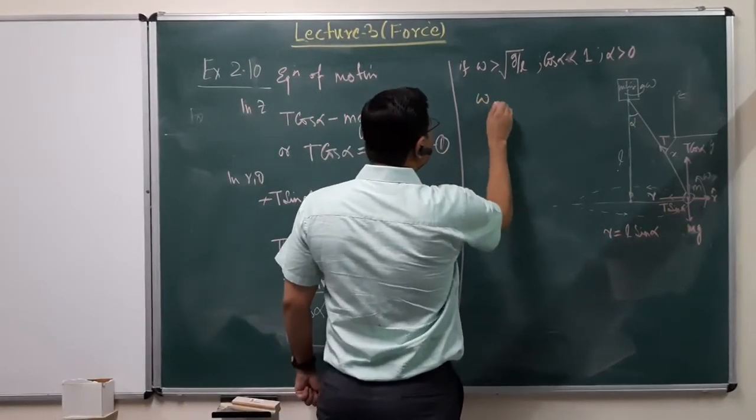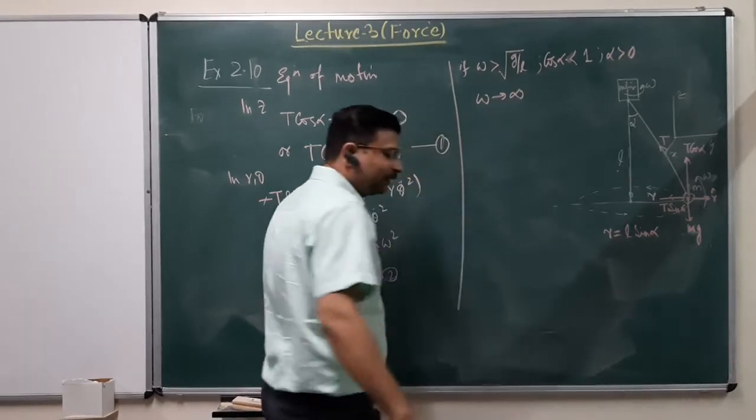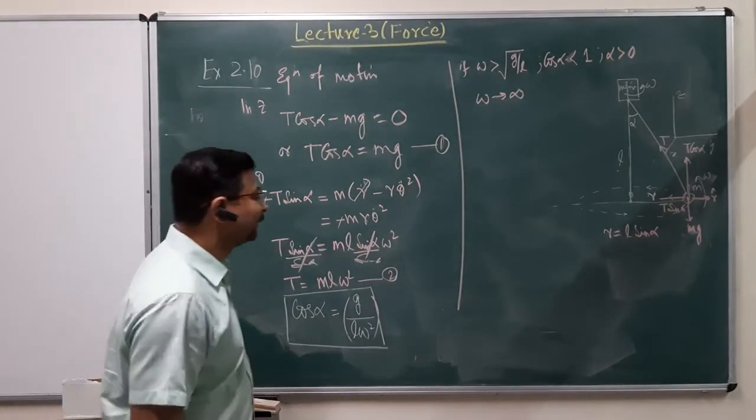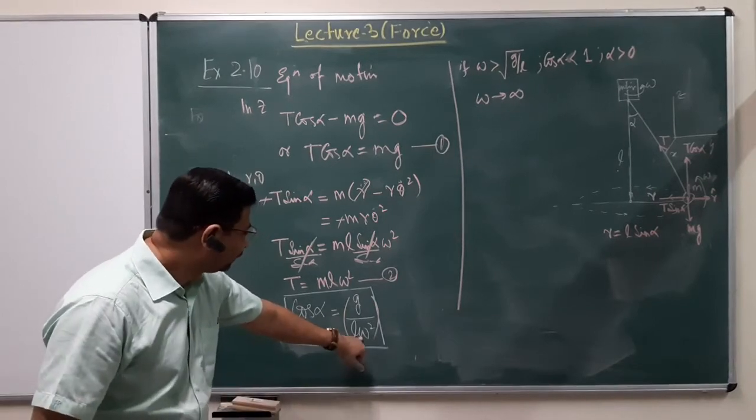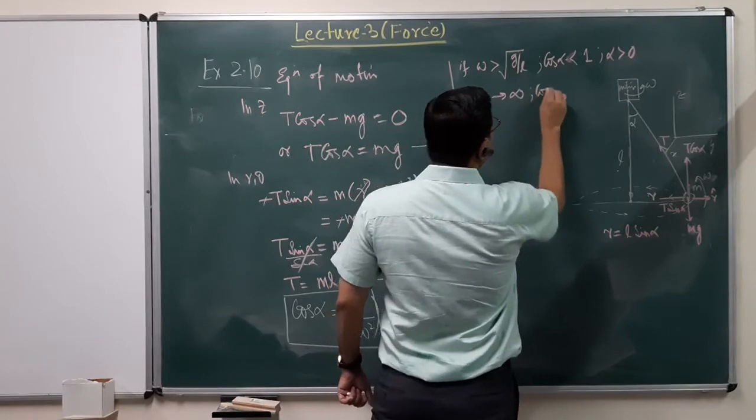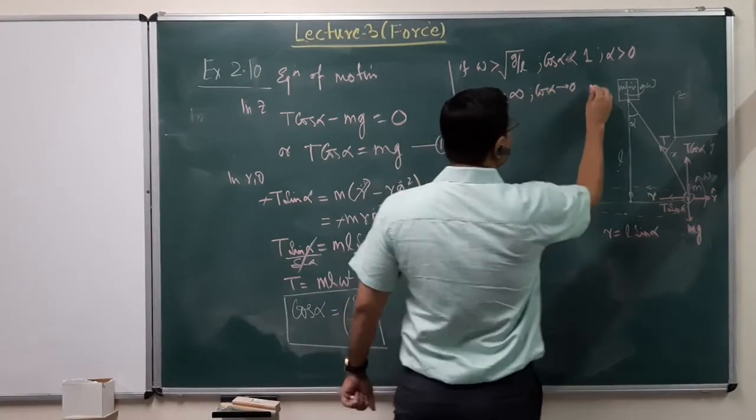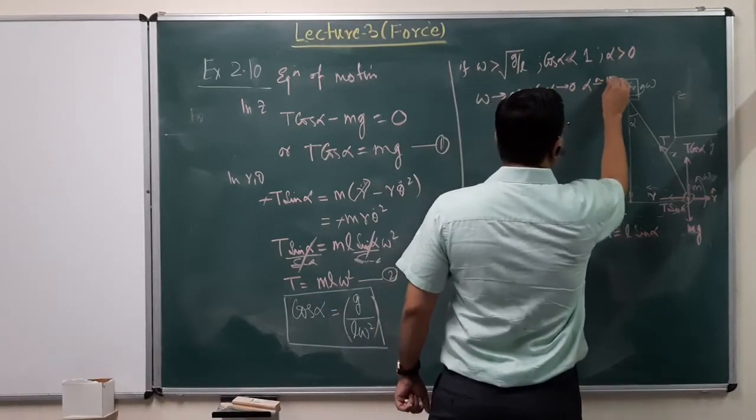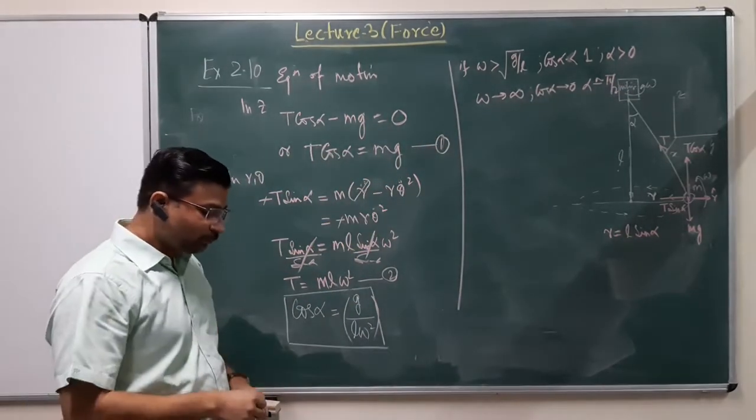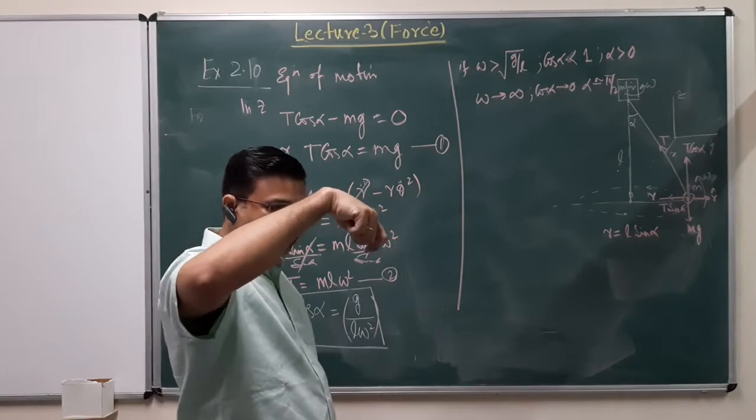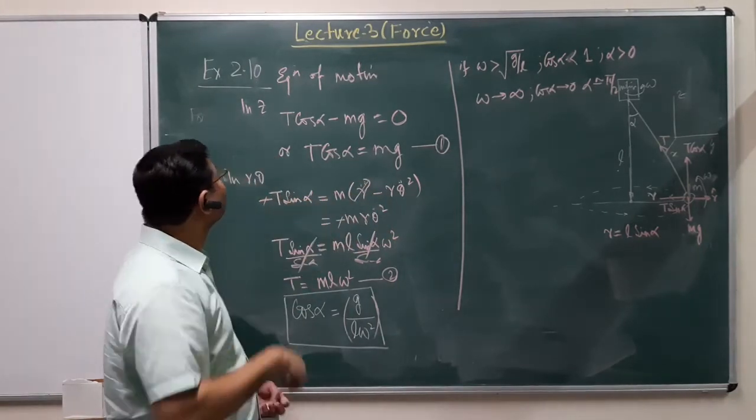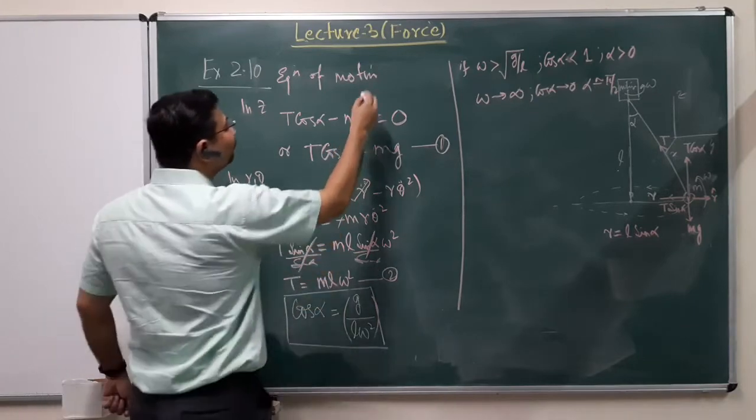Now, if omega tends to infinity, because omega doesn't have any bound, so let's say we keep on increasing, then we know that this expression will go to 0. So cos alpha tends to 0. That means alpha becomes pi by 2. So what this means now is, starting with 0 angular velocity, you can keep on increasing the angular velocity of your conical pendulum. So by the way, this is called a conical pendulum.